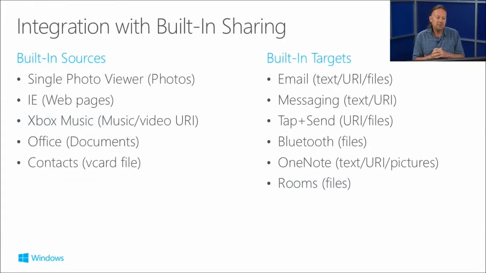And you can also integrate with built-in sharing. A lot of the first-party apps, the built-in apps on the phone, are going to be share targets. The obvious ones: email, messaging, tap and send, Bluetooth for sending files, OneNote and Room, so you can share stuff with other people in your room. And a lot of the built-in apps are going to be share sources as well, of course: the photo viewer, Internet Explorer for sharing pages, music, Office and contacts. So there's a lot built in, and you can very easily involve yourself in all of this good fun.